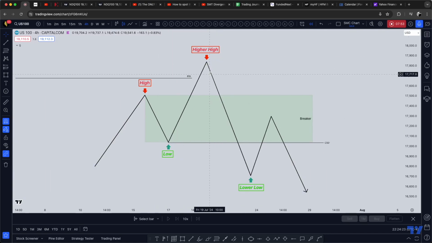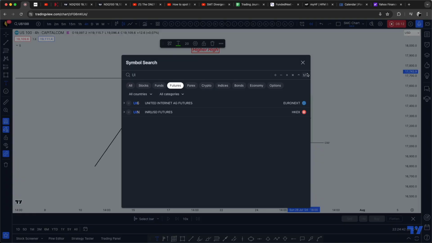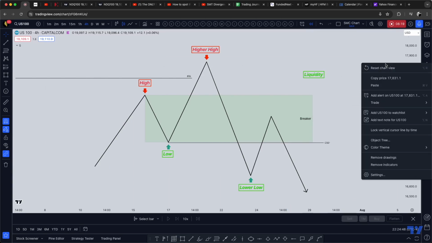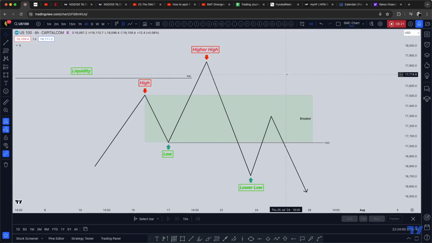Well, there you go. You do have now an extra confluence. This gives you more conviction because it's not just creating a breaker block. Now it's creating a breaker block after the price swept an important high and took liquidity. So important, key right here, liquidity. Sorry for that. So liquidity was taken right here.